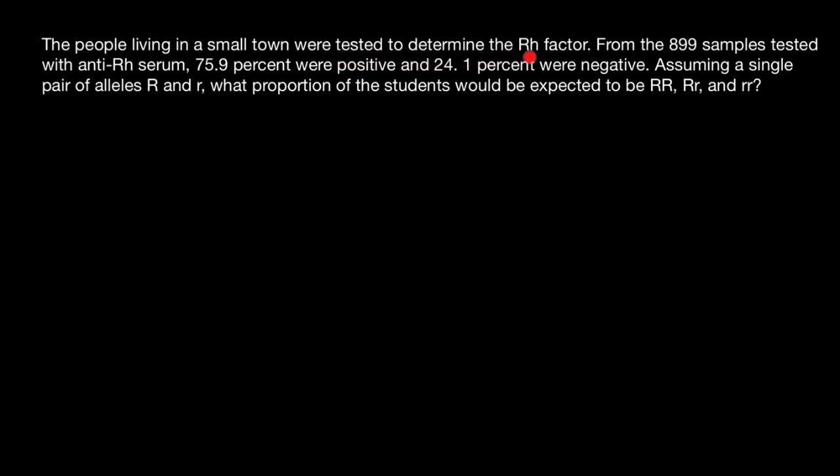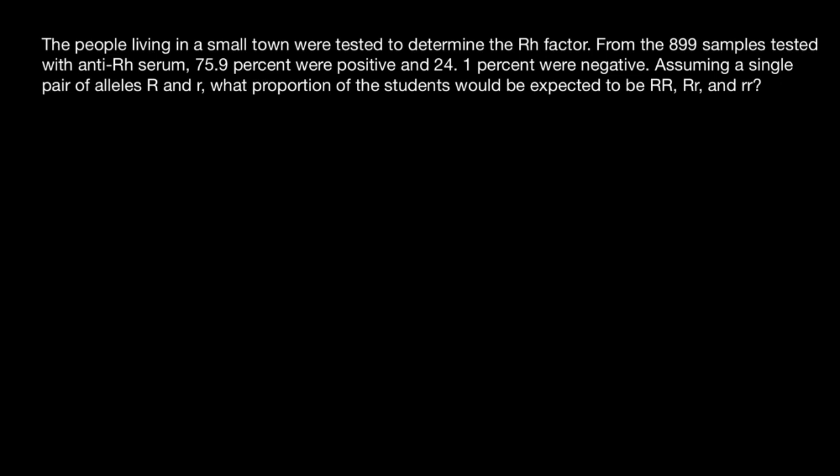Today's problem is: the people living in a small town were tested to determine the Rh factor. From the 899 samples tested with anti-Rh serum, 75.9% were positive and 24.1% were negative. Assuming a single pair of alleles, dominant R and recessive r, what proportion of the people would be expected to be homozygous dominant, heterozygous, and homozygous recessive?